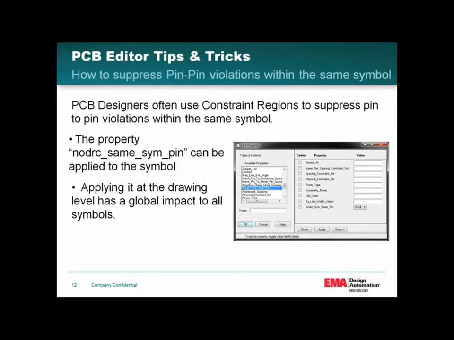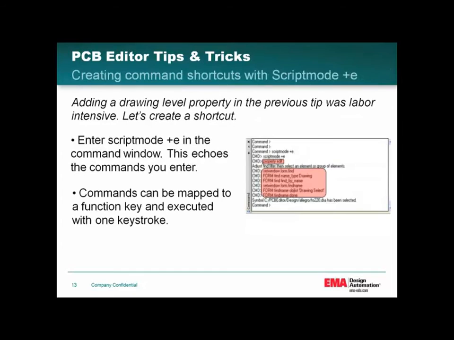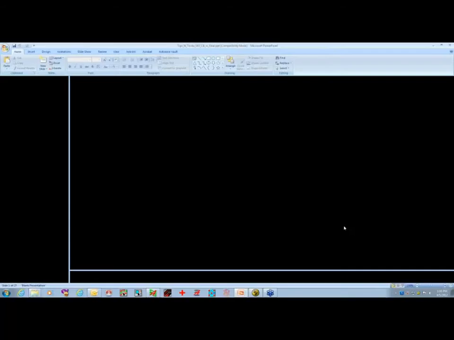We can also automate this in a way where we can create shortcuts using scripts. So if I enter script mode on my command line, so I enter this command called script mode +E in the command window, this will echo all of the commands that I apply in the editor, and then I can map that to a function key and then execute it with a keystroke. So let's take a look at that.